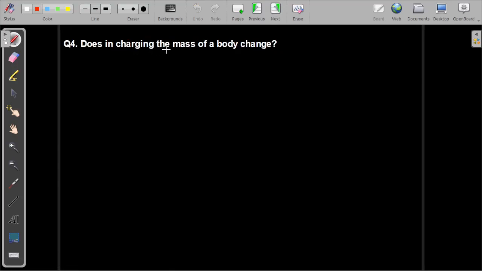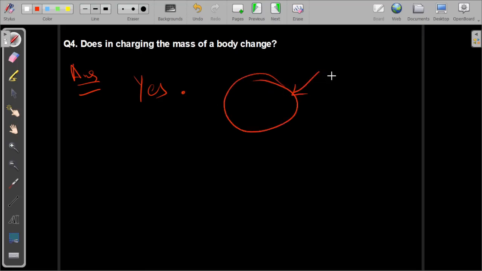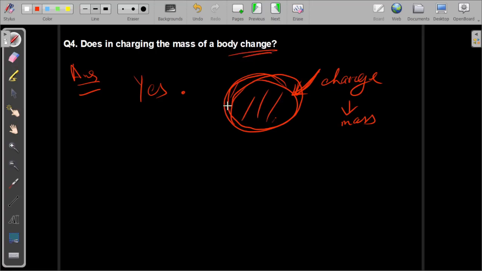Thus, in charging, does the mass of a body change? What is the answer? The answer is yes, right? Why? Suppose this is the body and it is being charged. Charging means bringing additional charge, right? A charge has mass. That means you are bringing additional mass. So the final mass of this body will be increased. That means the initial mass of this body will be changed while charging. Understood? This is easy.